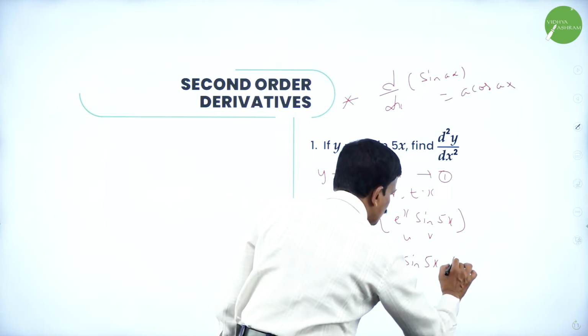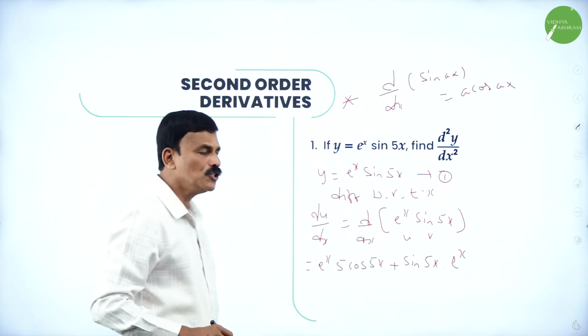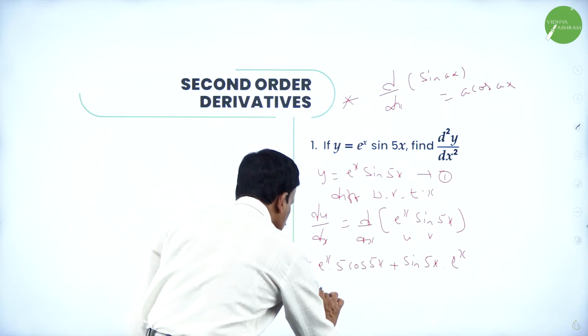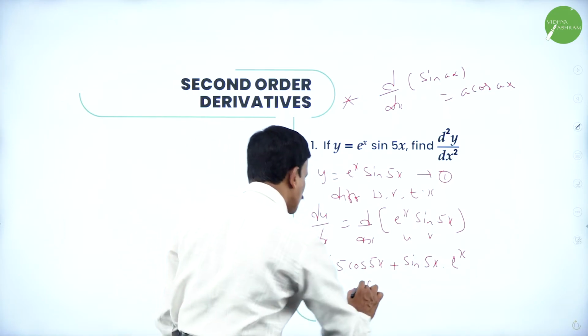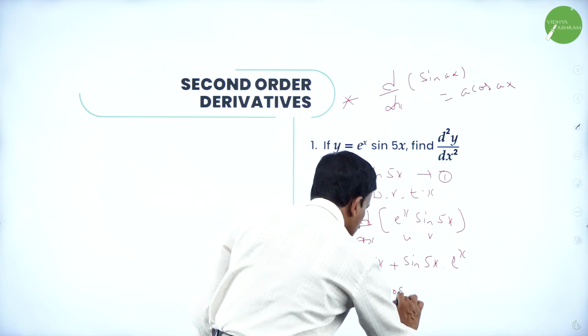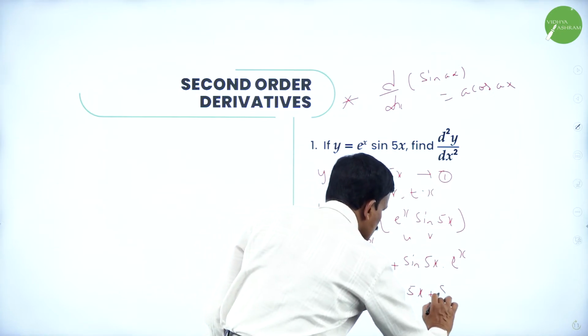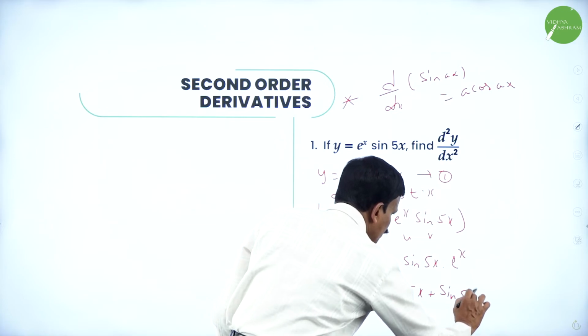as it is. Differentiation of e power x is e power x. So if you want, you can take the e power x common factor out, and what is left over is 5 cos 5x plus sine 5x. Now differentiate this again.